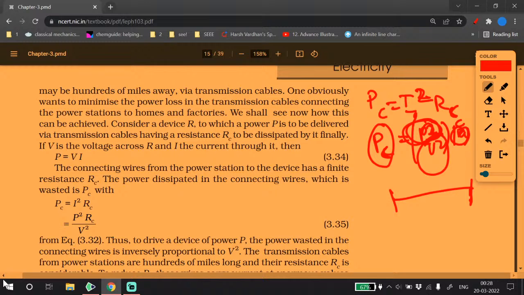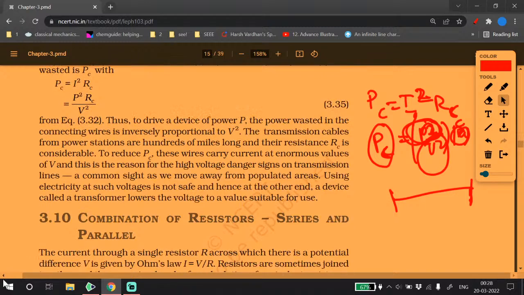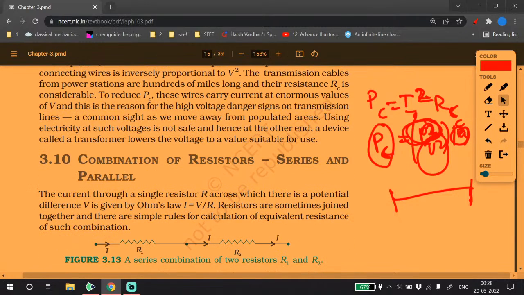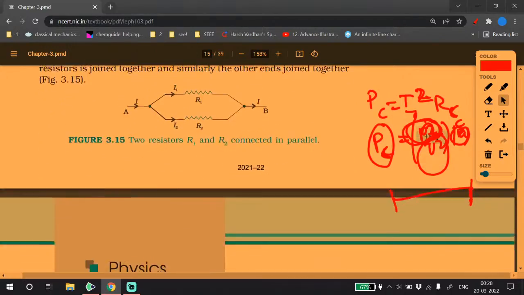If you increase the voltage, the power dissipated through the wires would be very small. That's why you should not touch the transmission wires, or you'll get a very nasty shock.